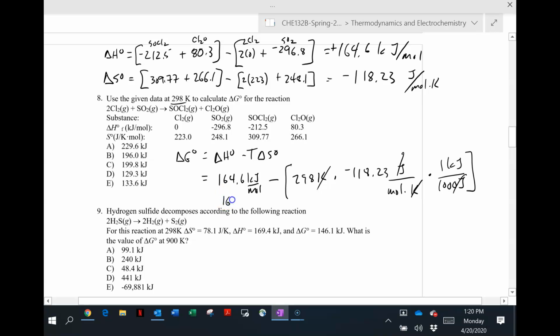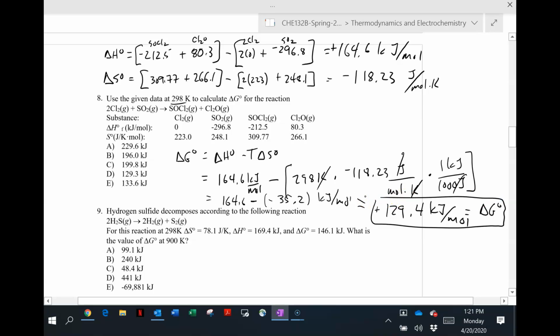So what I wind up with here is 164.6 minus the term I get in the parentheses, which is negative 35.2, rounded off, and those are kilojoules per mole. And so our final answer for delta G is going to be something around 130, 129. It's going to be positive 129.4 kilojoules per mole is my delta G that I've calculated here. So that's this guy right here, 129.3 is where they rounded that one.